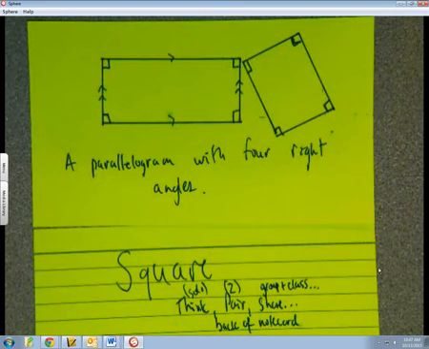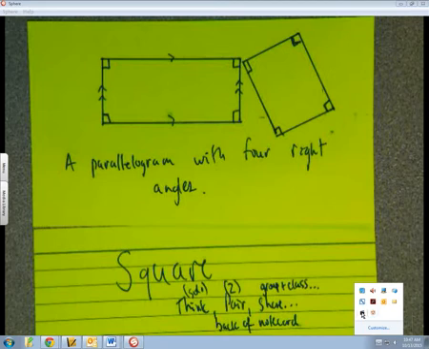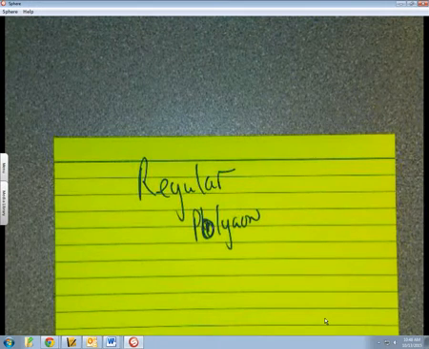Alright, so regular polygon, we're going to finish with that. We've already done square in our groups and on the boards and all that.